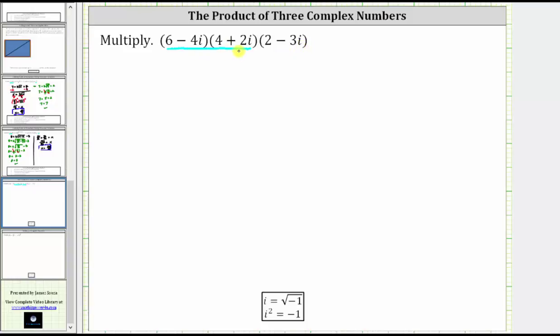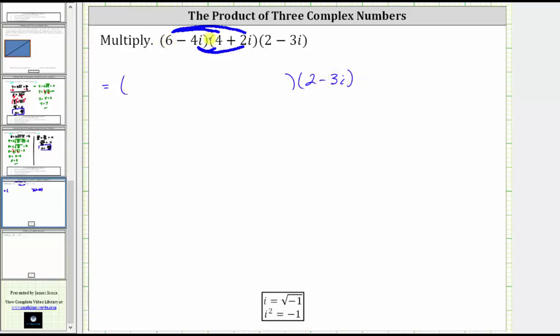And we multiply complex numbers just like we multiply binomials, which we can think of as repeated distribution. To determine the first product, we distribute the 6, which gives us two products, and then we distribute the negative 4i, which gives us the two remaining products. Now let's begin multiplying. We will have the product of the first two binomials, and then we'll have times 2 minus 3i.